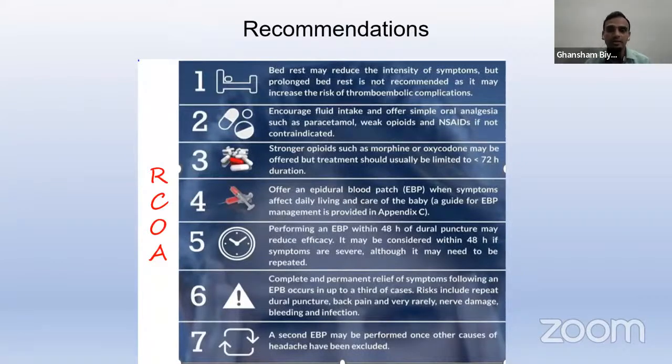So these are the recommendations I have taken from the Royal College of Anaesthetists. What they are saying is bed rest is fine, but you are also increasing the risk of thromboembolism, so you have to keep that in mind. As long as the patient thinks that they can get out of the bed, ask them not to lie down. If they want to get out of the bed, it's completely fine.